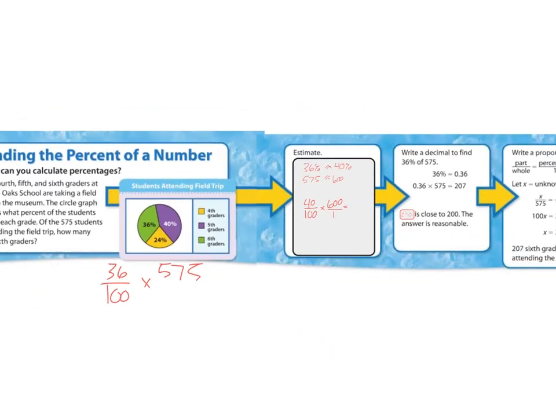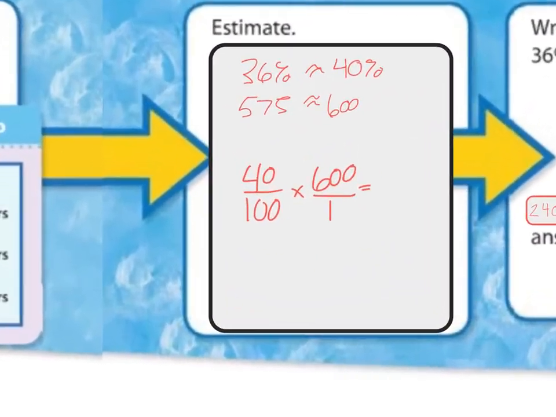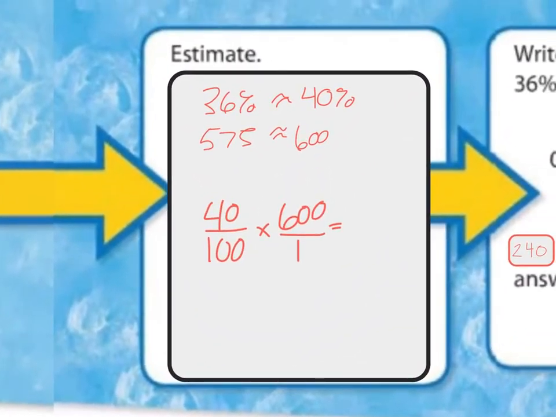But first, let's estimate. When I estimate, I know that 36 is about 40%. You could also estimate it to 35 or 33%, like 1/3. And 575 is about 600. Obviously, we could also estimate this to 580.